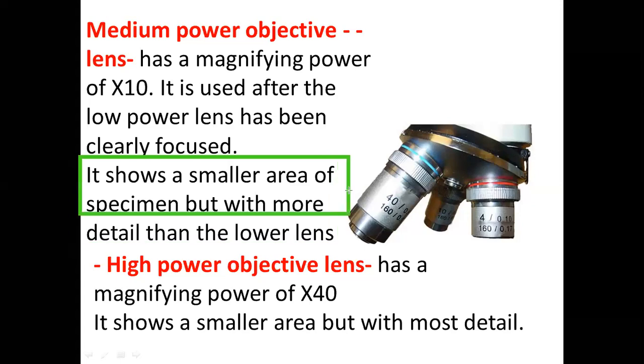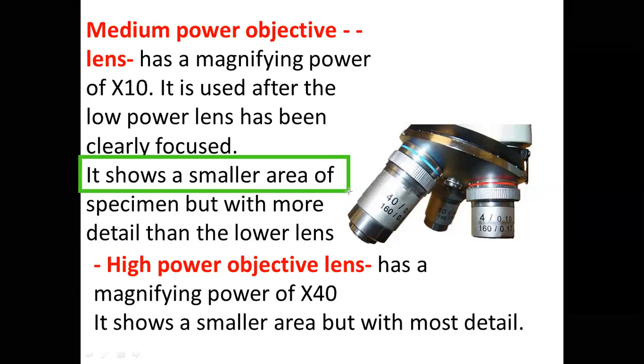When you talk of smaller area, let's say the lower power had given us about 16 cells, let's say across the diameter. This one may give us only 5 cells, from 16 cells to only 5 cells, but with more details. That means with higher resolution. Then we go to high power. Now high power of times 40.